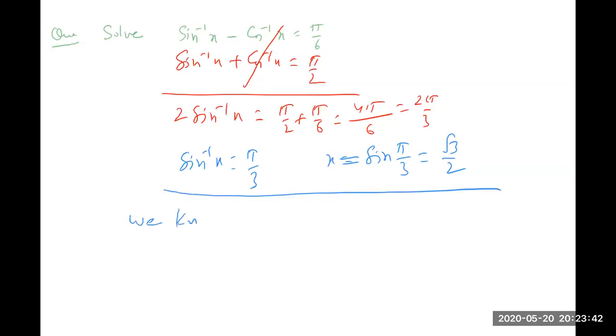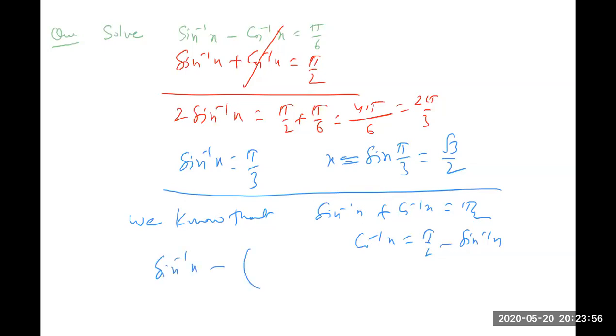We know that sine inverse x plus cos inverse x equal to pi by 2. So cos inverse x equal to pi by 2 minus sine inverse x. Use this here. So sine inverse x minus cos inverse x is how much? Pi by 2 minus sine inverse x is equal to pi by 6. So 2 sine inverse x equal to pi by 2 plus pi by 6. This is equal to 2 pi by 3. Understood?